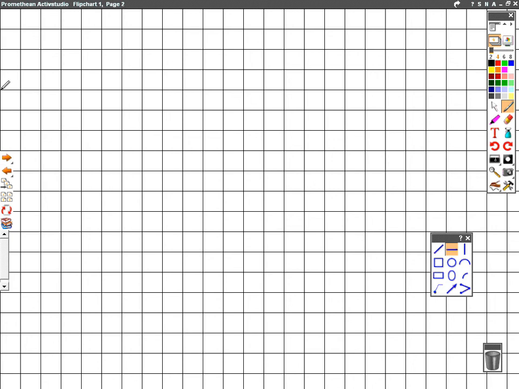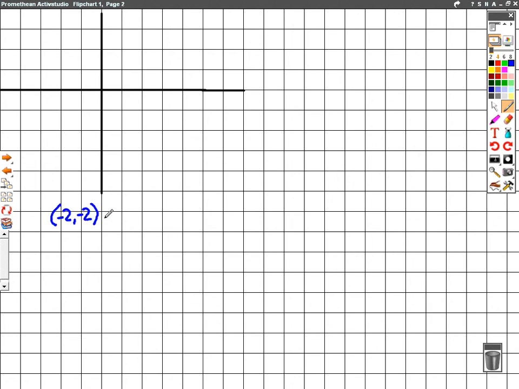So the first thing we have is, let's go ahead and make my x and y axis. So I'll set it up over there. So there goes the x-axis, and here comes the y-axis. And now let's go ahead and plot 2 points. The 2 points that we're going to plot right here are going to be the points (-2, -2) and the other point that we have is going to be (5, 3).